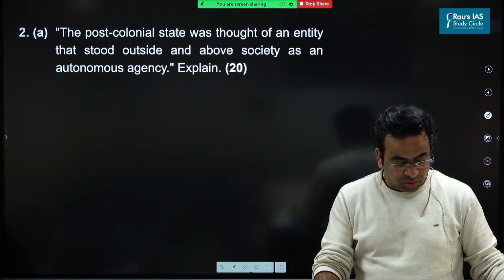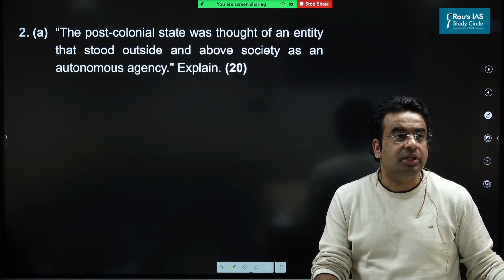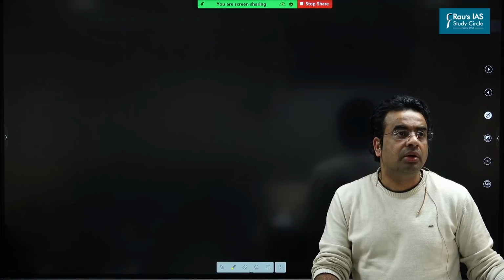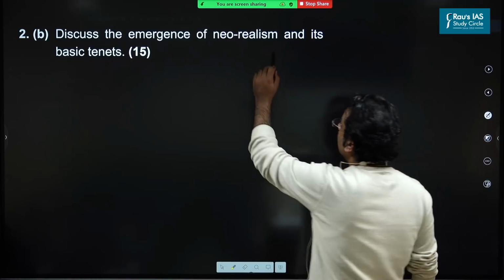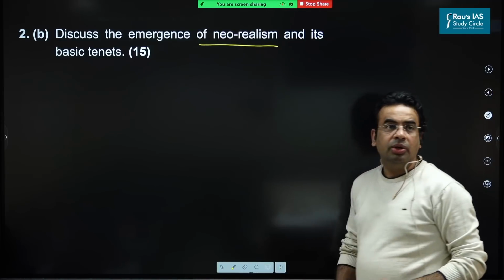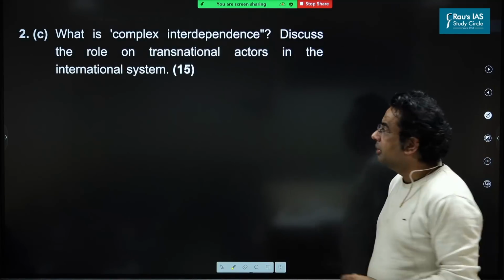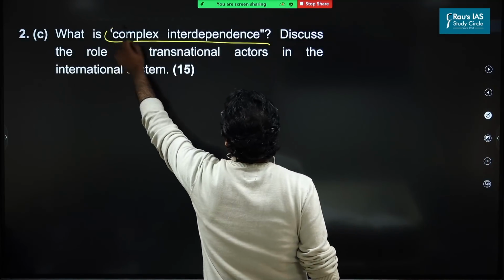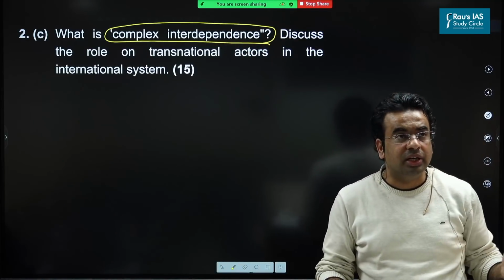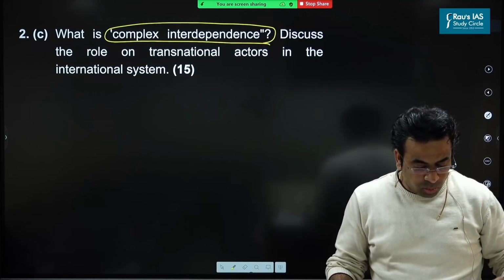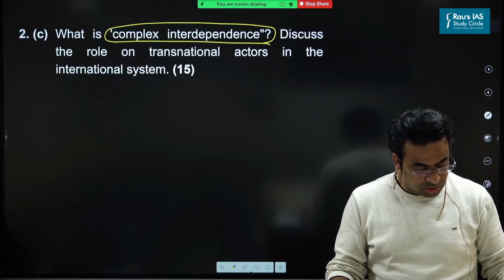Post-colonial state was thought of as an entity that stood outside and above society as an autonomous agency. Discuss the emergence of neorealism, theories of IR, direct question. Neorealism and its basic tenets, and complex interdependence, again a direct question. And the role of transnational actors in the international system. Not going into the direct question, we'll take the questions from the current part. So again a direct question.